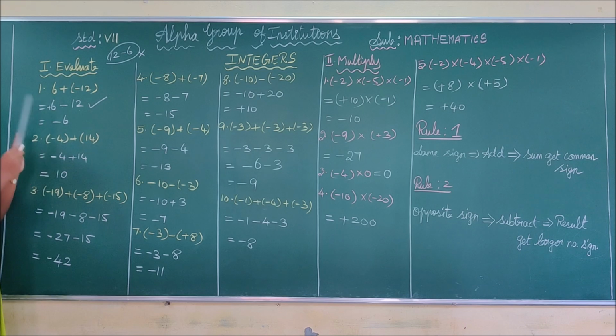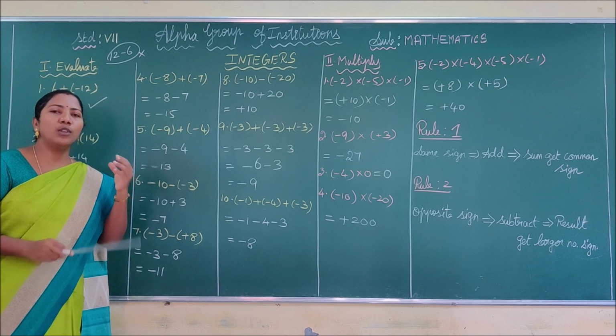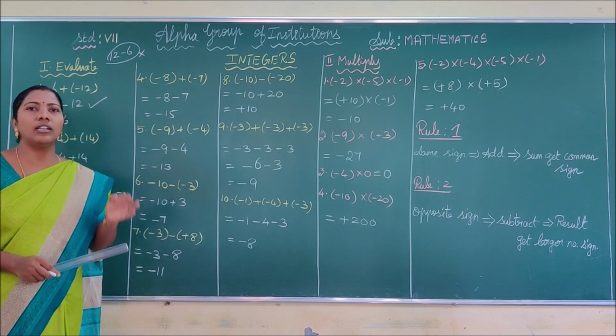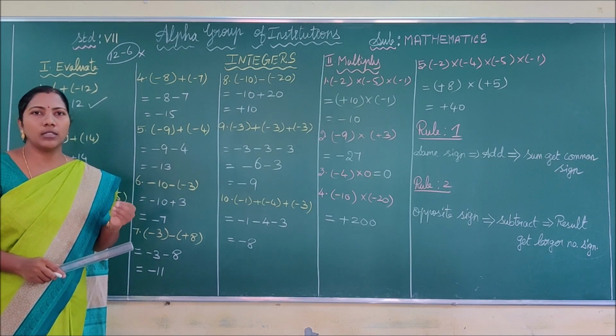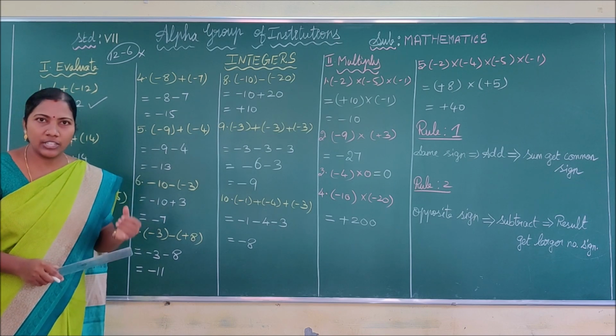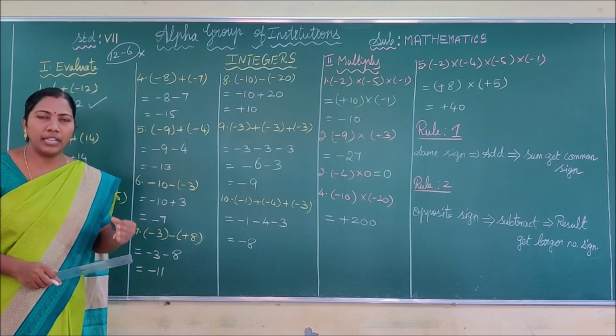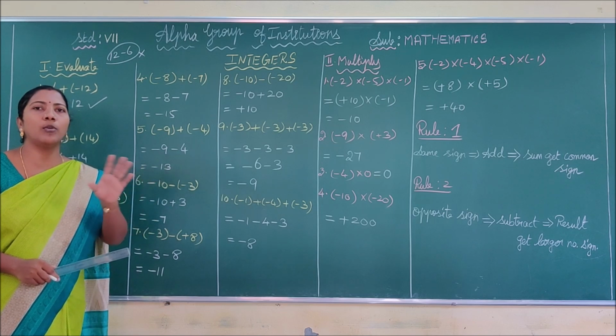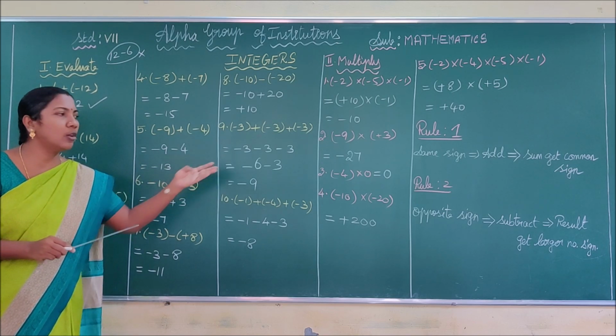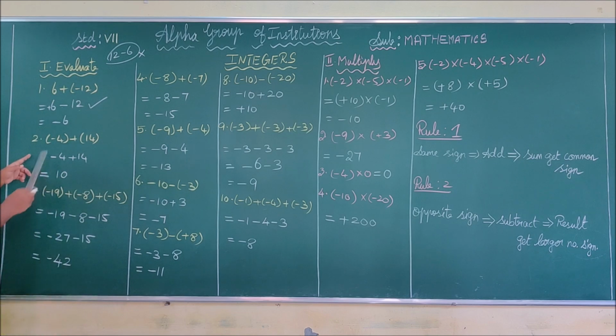Suppose this question is given as multiplication, what do you have to do? Plus into minus, and you have to multiply 6 with 12. 6 2s are 12, remainder 1, 6 sixes are 36, 36 and 1 is 37, 7 and carry 3, 6 ones are 6, plus 3 is 9. That is minus 72. Is it clear, children? Before answering the question, again and again I am insisting, you must have a clear idea about whether the operation is addition, subtraction, multiplication or division. You must be clear about the operation and then apply the rules. Okay.